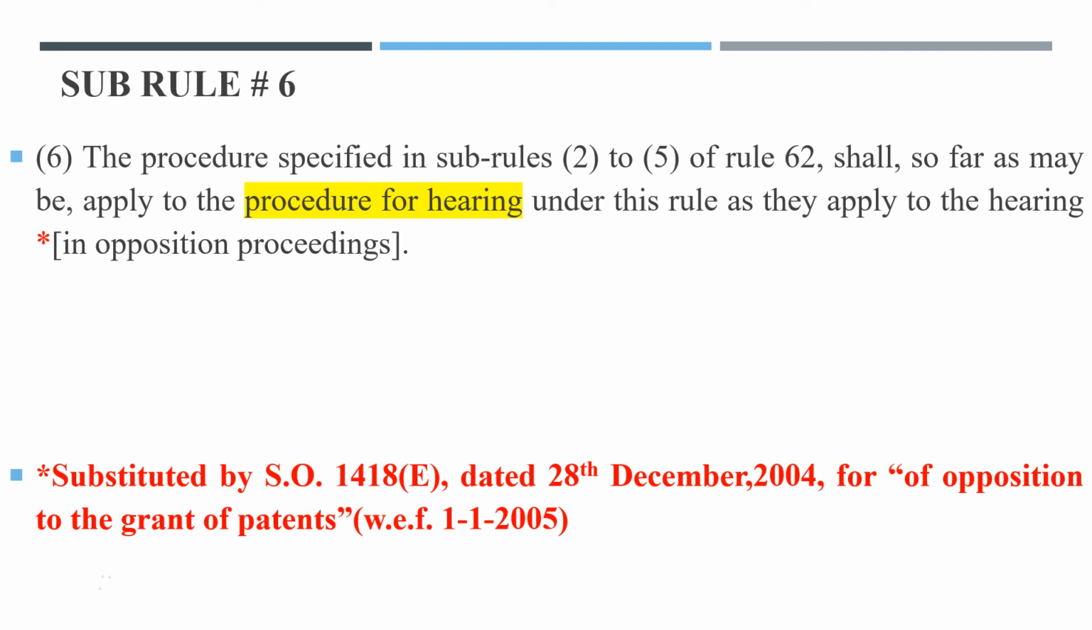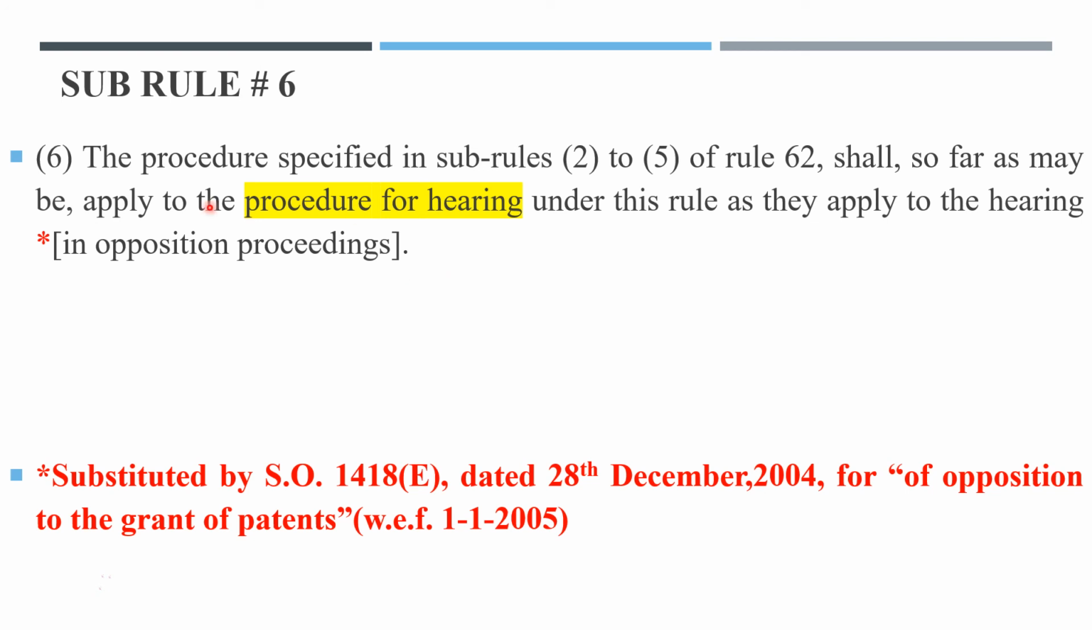Subrule 6 says, the procedure specified in subrules 2 to 5 of rule number 62 shall, so far as may be, apply to the procedure for hearing under this rule as they apply to the hearing in opposition proceedings. First of all, what is rule number 62? Rule number 62 is hearing. The title of rule number 62 is hearing. Fine. So here what is written? The procedure specified in subrules 2 to 5 of rule number 62 apply to the procedure for hearing under this rule in the same way as to the hearing in normal opposition proceedings.